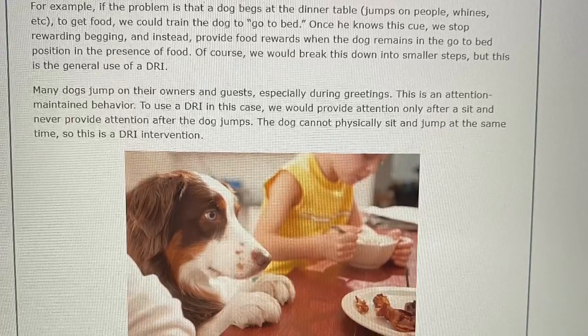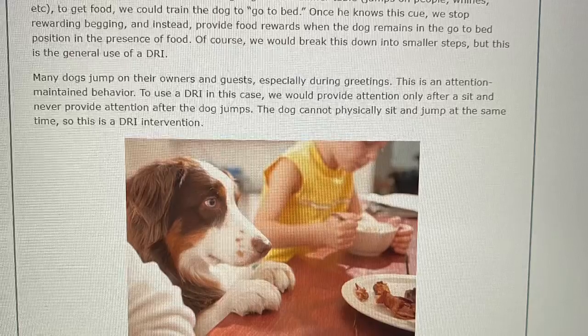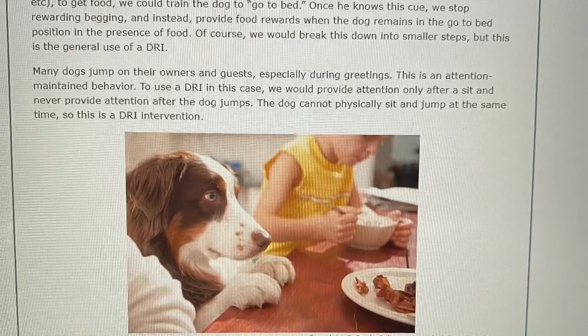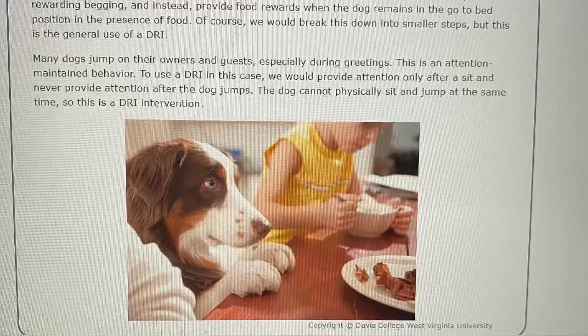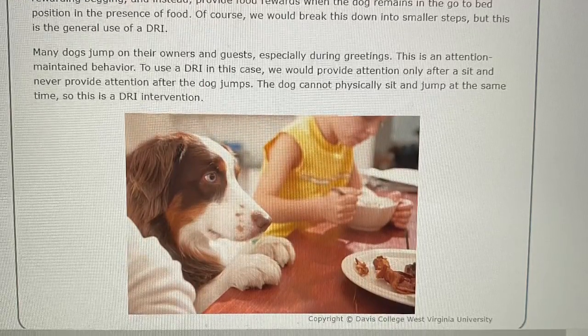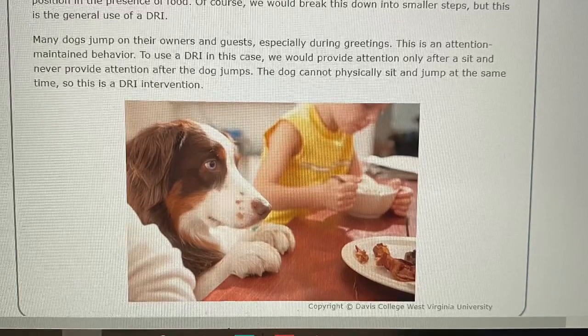Many dogs jump on their owners and guests, especially during greetings. This is an attention-maintained behavior. To use a DRI in this case, we would provide attention only after a sit and never provide attention after the dog jumps. The dog cannot physically sit and jump at the same time, so this is a DRI intervention.